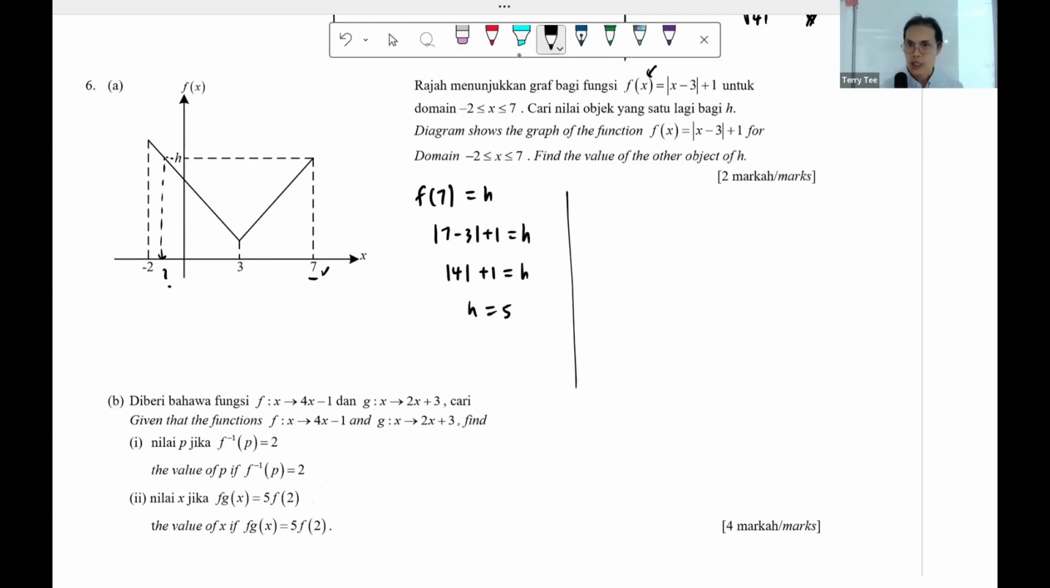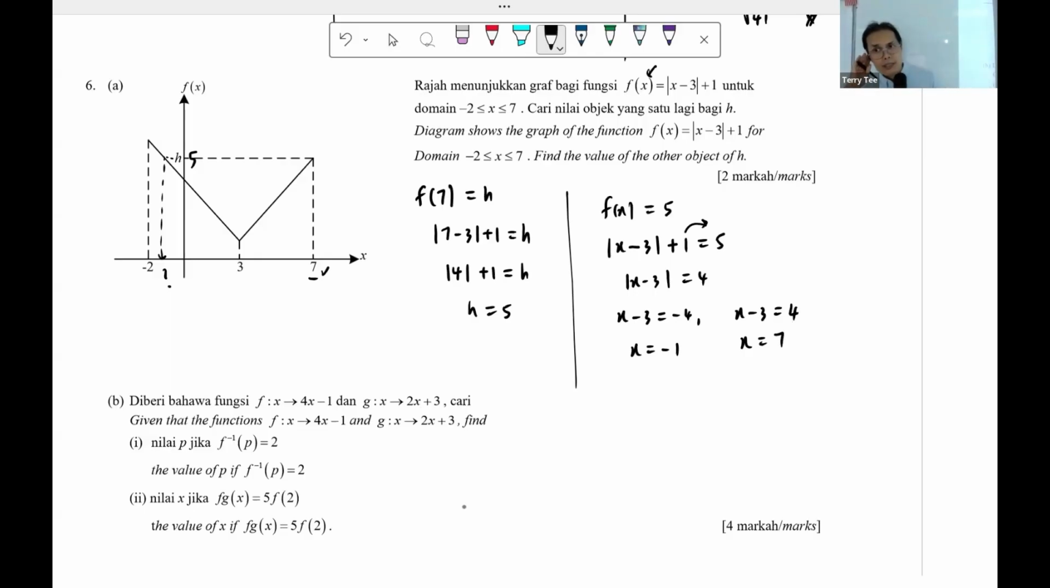But guys, I'm not finding h, I'm finding the other object of h, which is my x value. So we now take your f(x), let it be 5, which is your h here. We're finding the second value. So we start by writing modulus of x minus 3, plus 1 equals to 5. Bring the 1 over to the right. 5 minus 1 is 4. Whenever you open up modulus, always remember two answers. One is positive, another is negative. So we write the negative first, followed by the positive. So as I transfer over, my x is now negative 1 or 7.